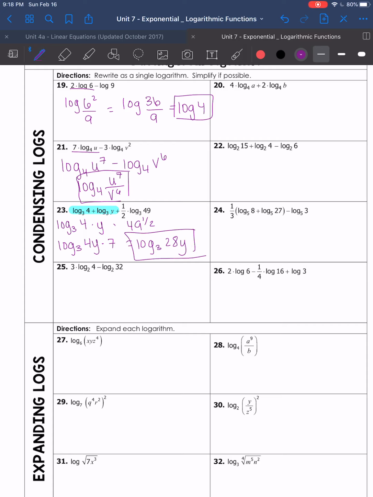And then the last condensing one I'll do is this one, so we'll use our power property. So I'll have log base 2 of 4 cubed minus log base 2 of 32, so that's my quotient property. So I have log base 2 of 64 over 32, which gives me log base 2 of 2.